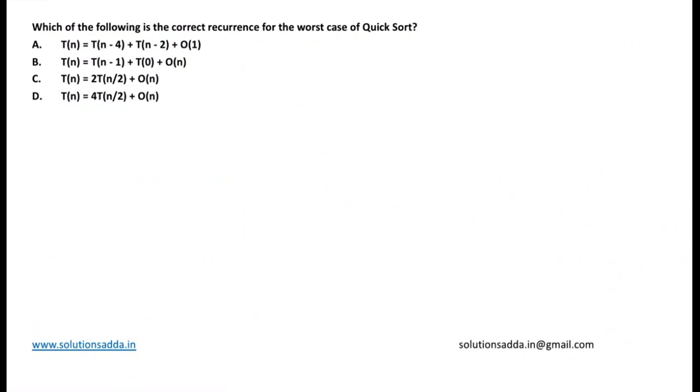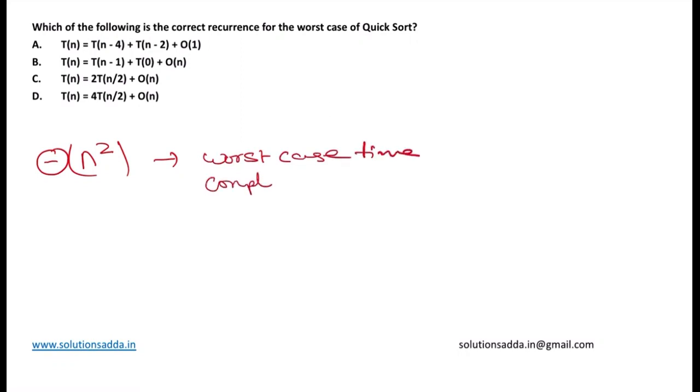This is a question from algorithms. Which of the following is the correct recurrence relation for the worst case of quicksort? So in quicksort, the worst case time complexity is order of n square. This is the worst case time complexity of quicksort.